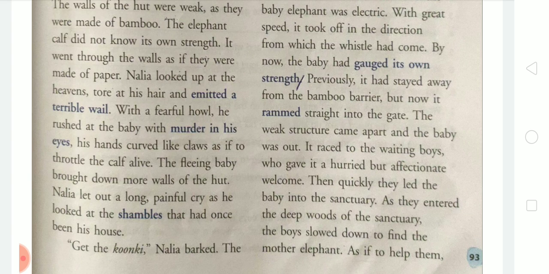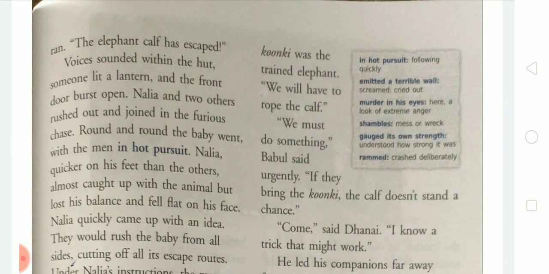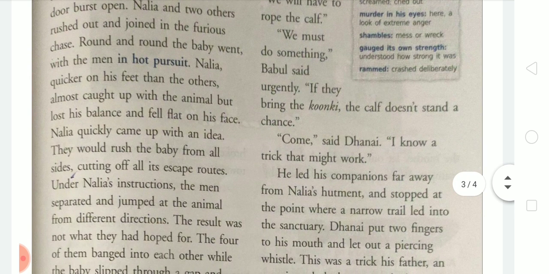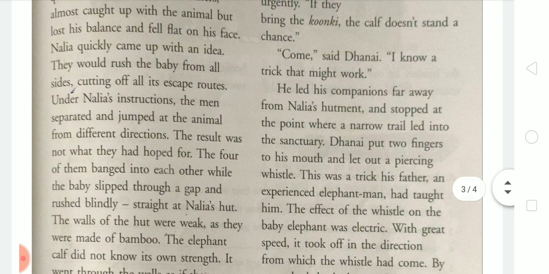"Get the Nuki," Nalia barked. The Nuki was the trained elephant. "We will have to rope the calf." "We must do something," Babul said urgently. "If they bring the Nuki, the calf does not stand a chance." "Come," said Thanai. "I know a trick that might work."